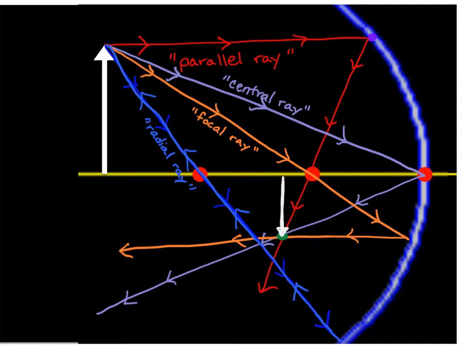You can see that the focal ray and the parallel ray are, in a sense, the reverse of each other. The parallel ray starts out parallel to the principal axis, reflects, then passes through the focal point. The focal ray starts by going through the focal point, reflects, and then ends up parallel to the principal axis. This means that at some point in time, both the parallel ray and the focal ray are parallel to the principal axis. This will become important later when we talk about spherical aberration.